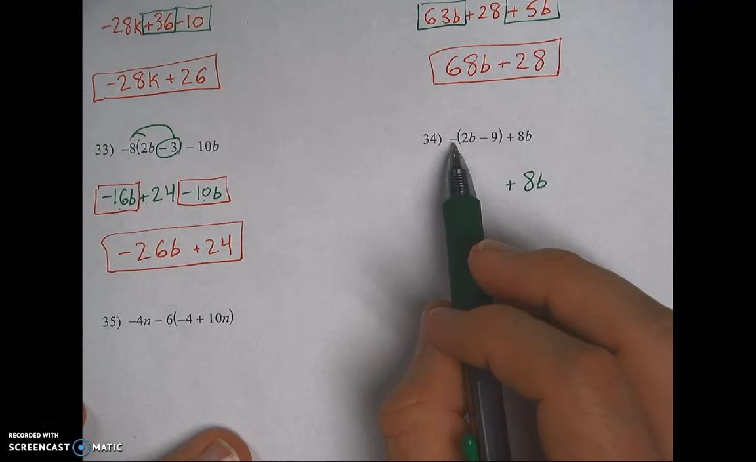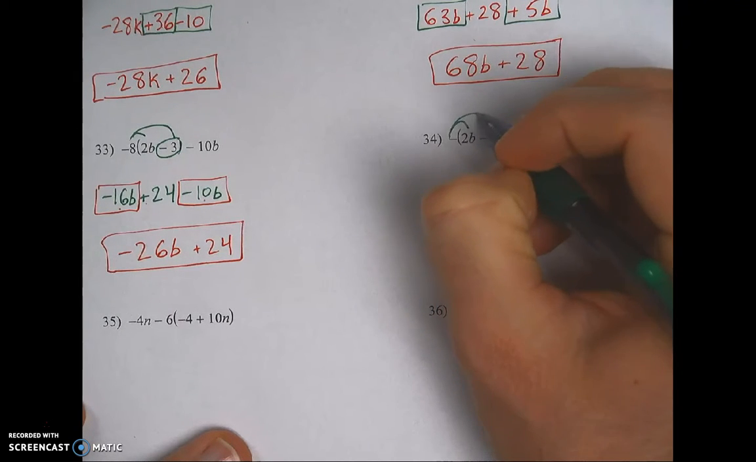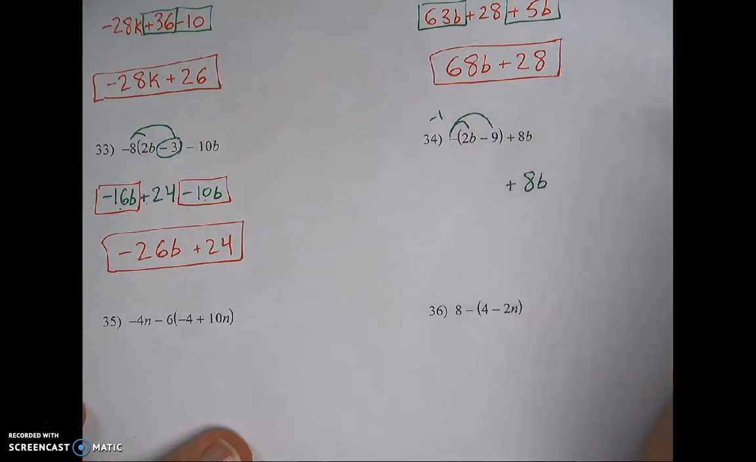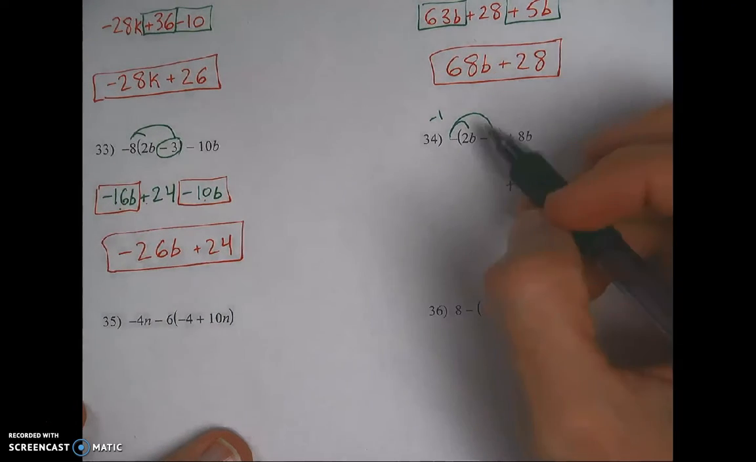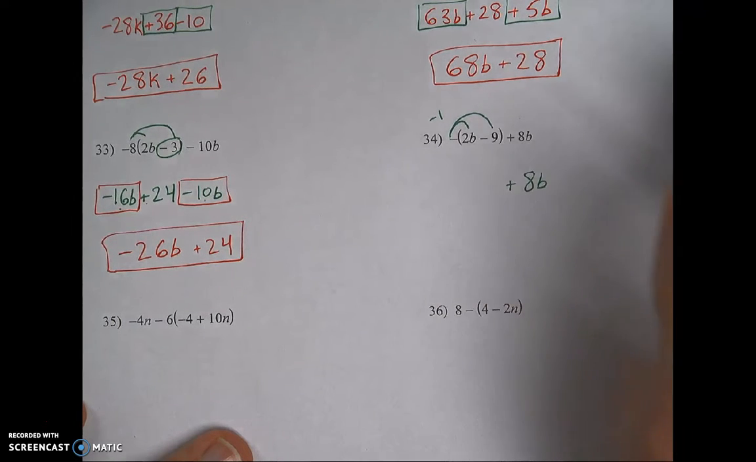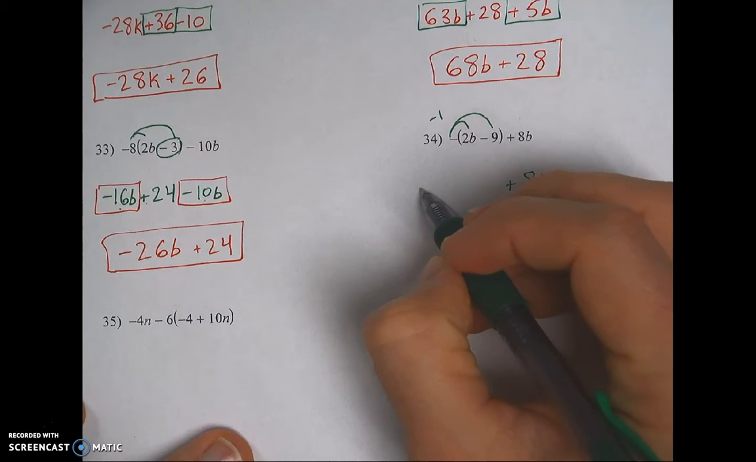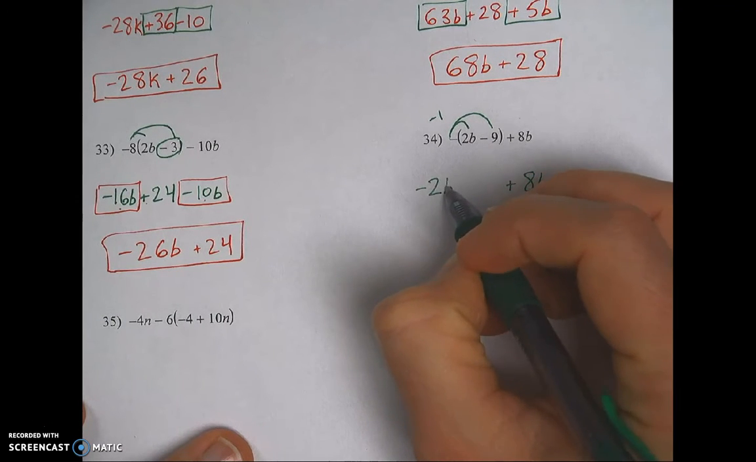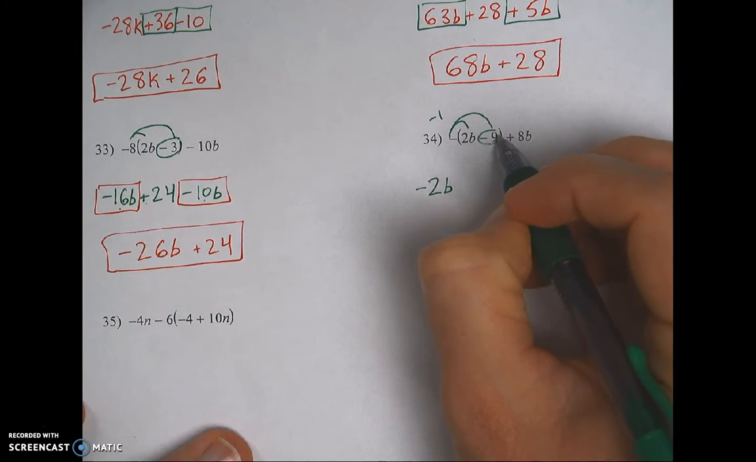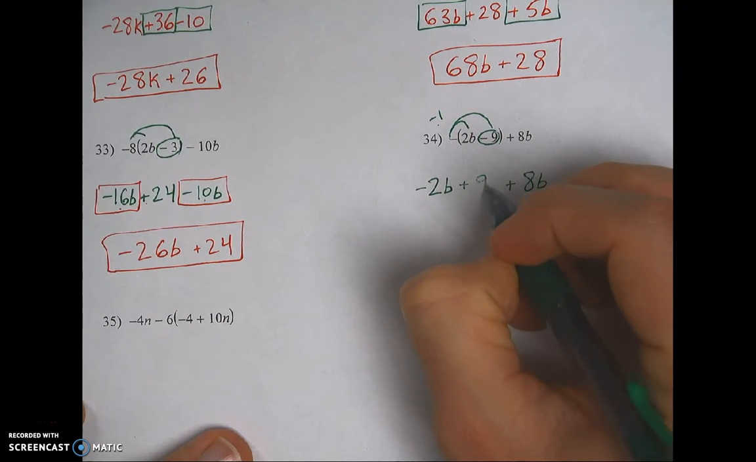When there's a negative like that, it's really a negative 1. So this is a negative 1, being multiplied times both of these. When you multiply by negative 1, the digit doesn't change. Still a 2 and a 9. But the positives and the negatives will change. So a negative 1 times a positive 2 makes a negative 2b. And this is a negative 1 times a negative 9. Negative times a negative is a positive 9.